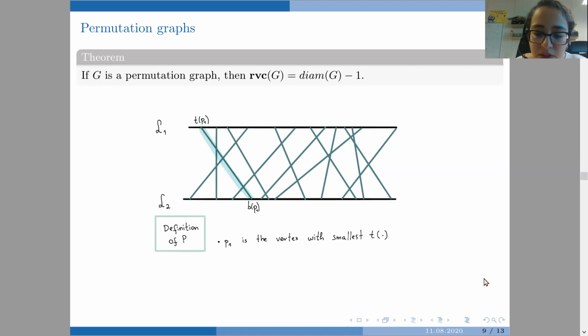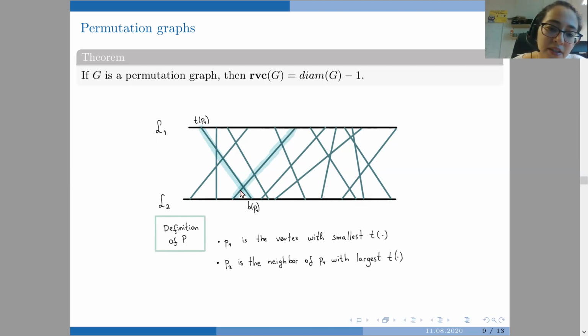So the second vertex of this path will be, among all those that intersect the segment of P1, the one with the largest top, like here. And now, among all the ones that intersect P2, we'll take the one with the largest bottom. And so it goes until we cannot choose one anymore.